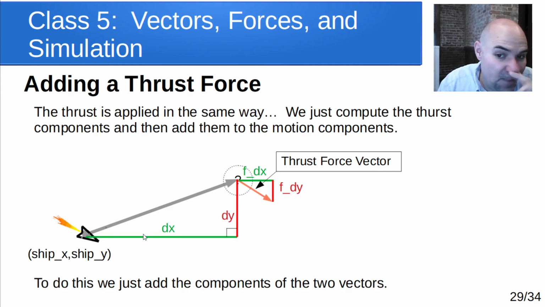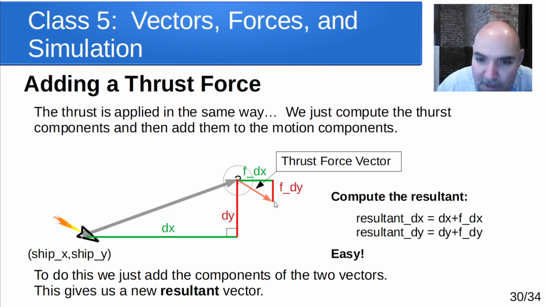And how do we apply that thrust force, or how do we apply any force vector? Well, it has its own dx and dy. To come up with a new position of the resultant vector, we take the dx of the ship, its motion vector, and the dx of the force vector, in this case, f underscore dx. We add those together. That'll get us to this point here. We take the dy of the force, add them together. We get that point there.